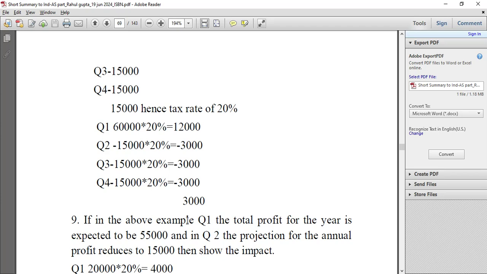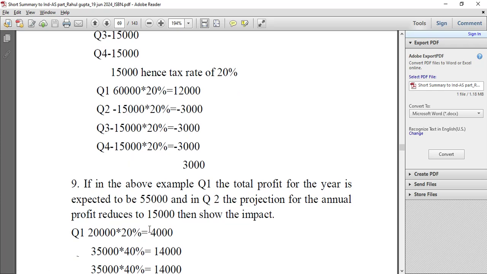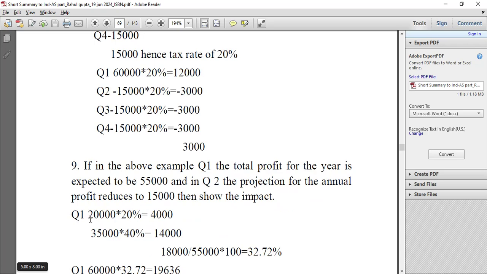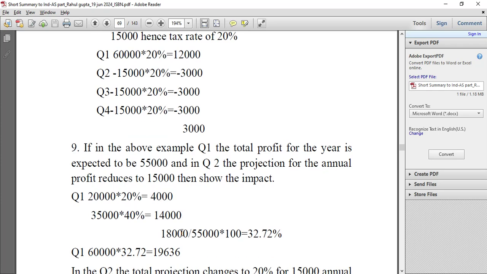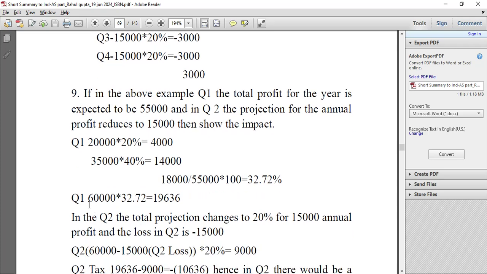If in the above example, in Q1 the total profit for the year is expected to be 55,000, and in Q2 the projection of annual profit reduces to 15,000, then show the impact. In Q1, 20,000 into 20%, 4,000, plus 35,000 into 40%, 14,000. Total is 18,000. 18,000 divided by 55,000 into 100, 32.72%. So in Q1, 60,000 into 32.72%, 19,636.